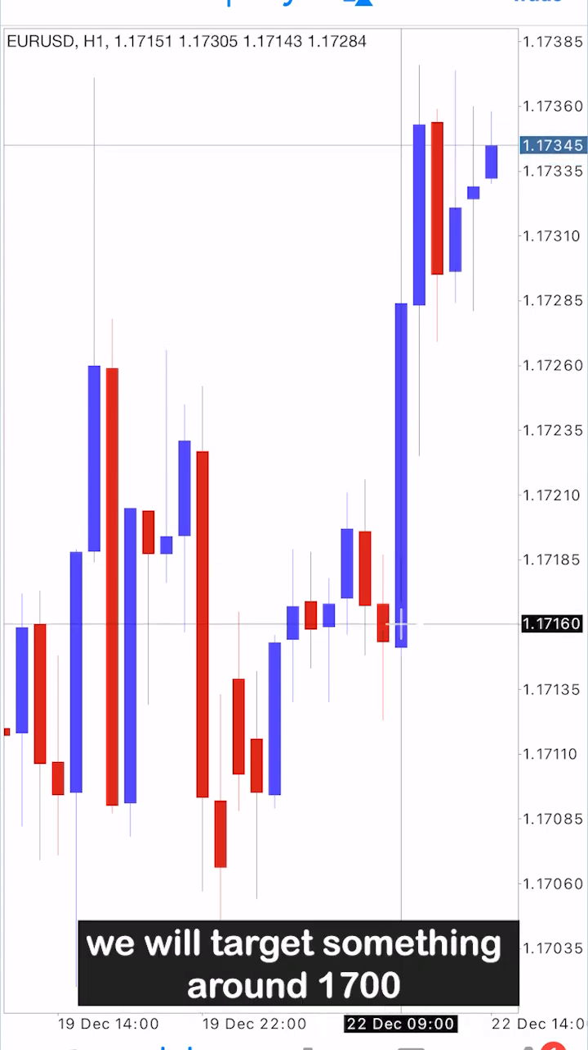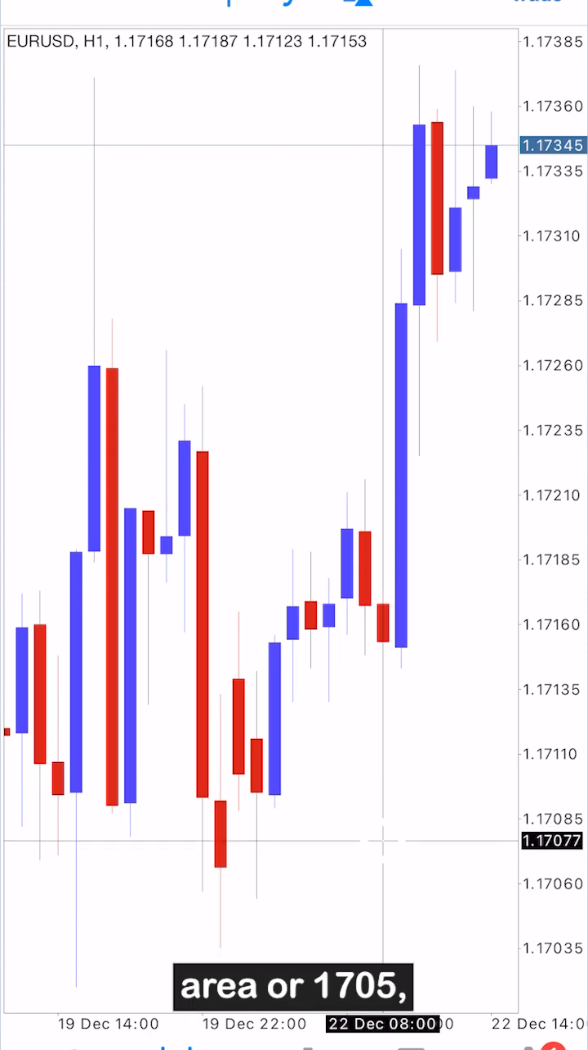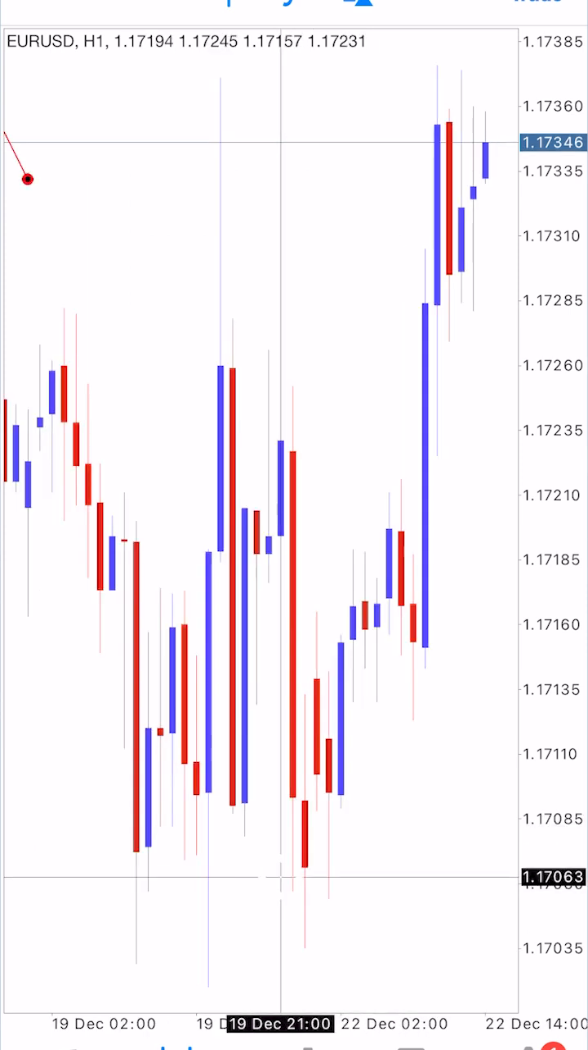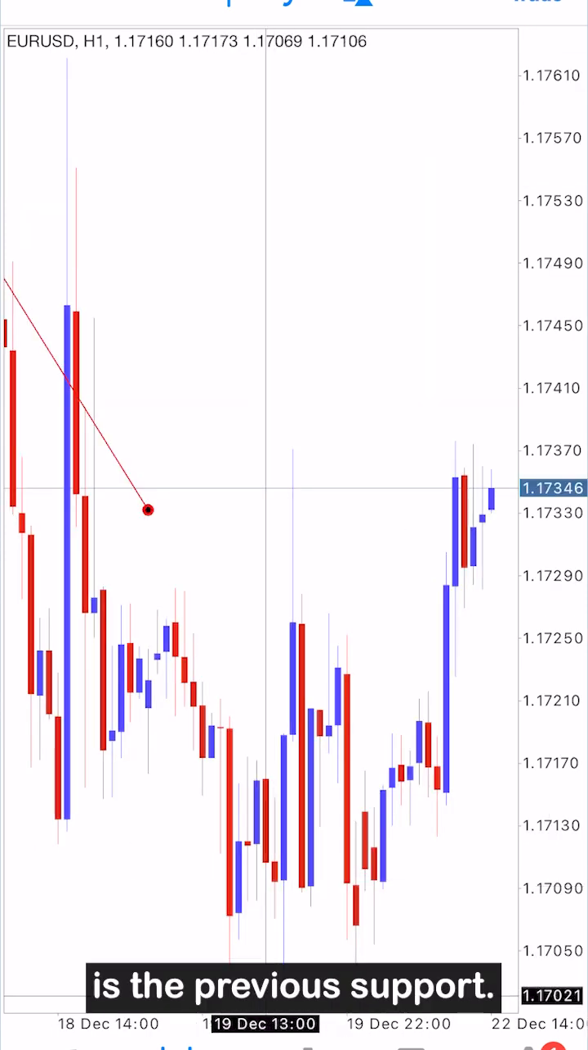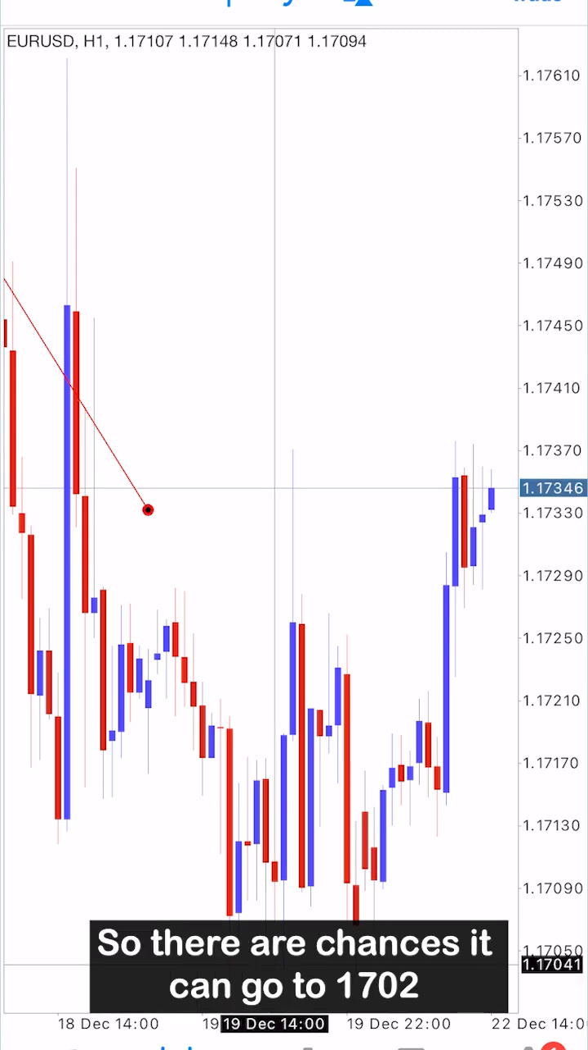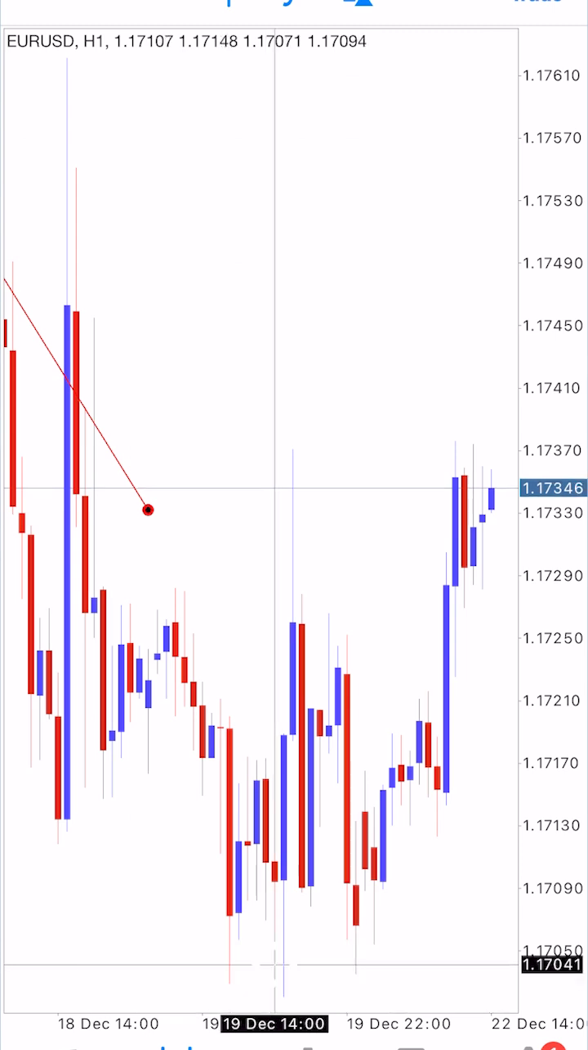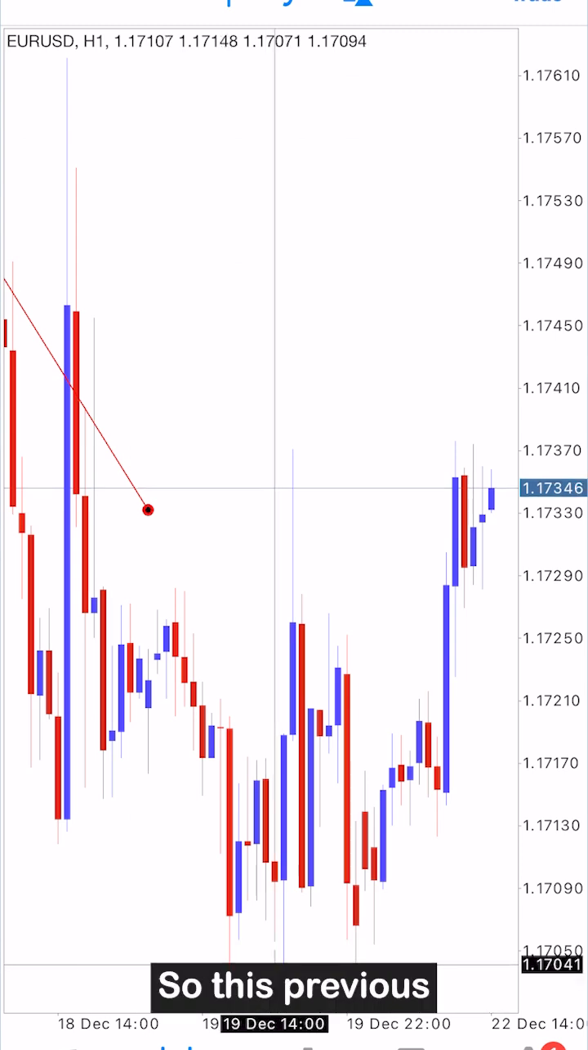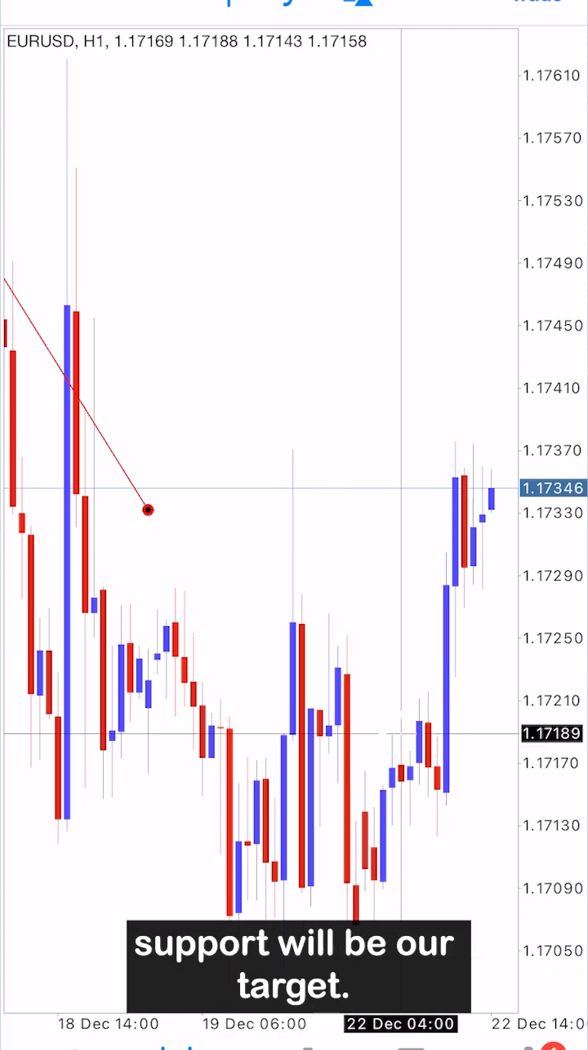To exit this position, we will target something around the 1700 area or 1705, this previous low. This is the previous support. The market came down to 1702, so there are chances it can go to 1702 once again. So this previous support will be our target.